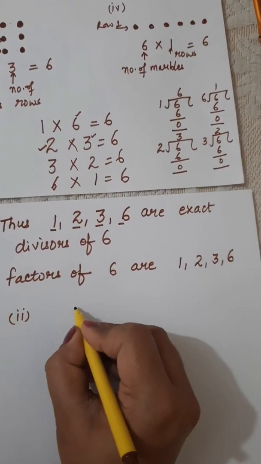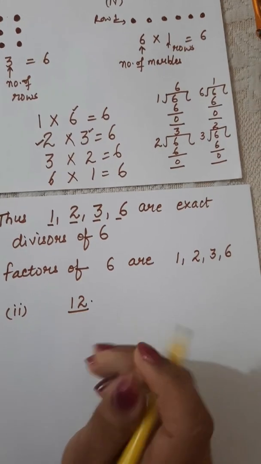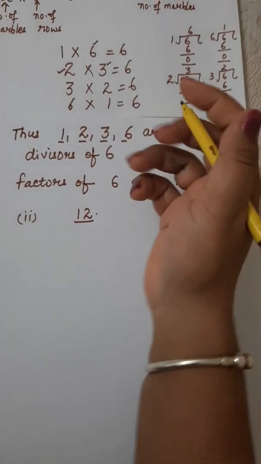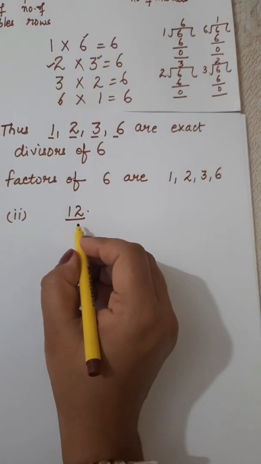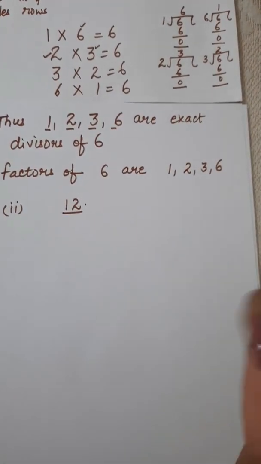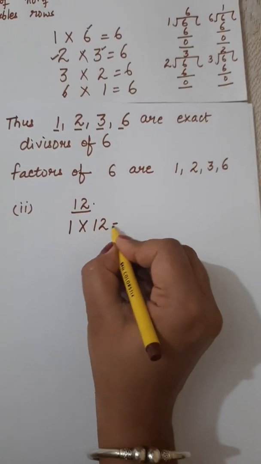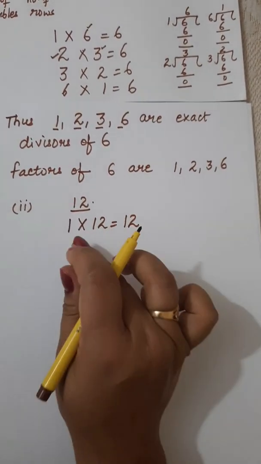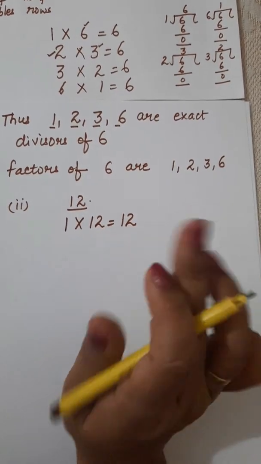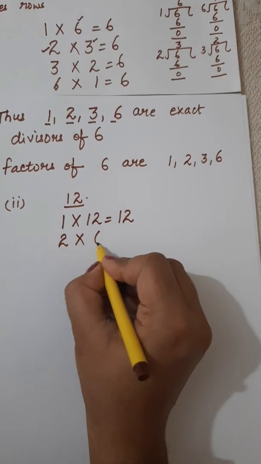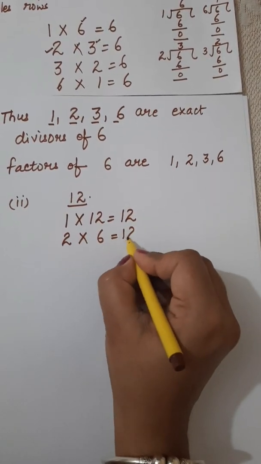Suppose I will take a number 12 and I have to write the factors of 12. Observe the above pattern. So how to write 12? If I multiply any two numbers, then I will get 12 in such a way. 1 multiplied by 12 is equal to 12, because when I multiply 1 with 12 we get 12. Similarly, the next possibility, 2 multiplied by 6. 2 multiplied by 6 is equal to 12.